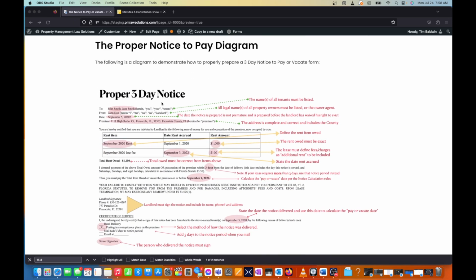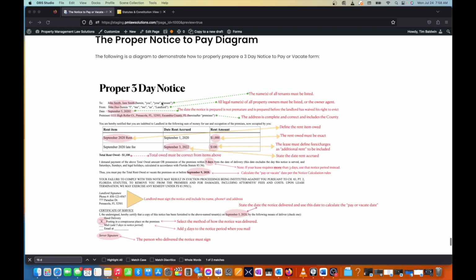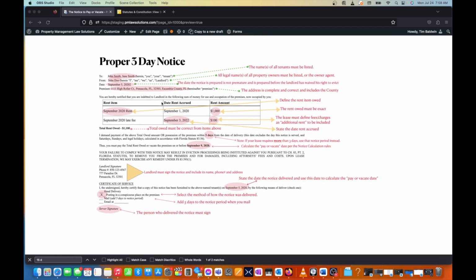So the proper notice to pay or vacate diagram, if you want to just pause this for a moment and familiarize yourself, this is just essentially a picture of what we're looking at in the 3-day notice itself.